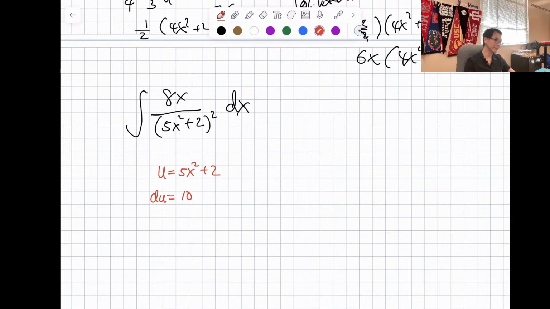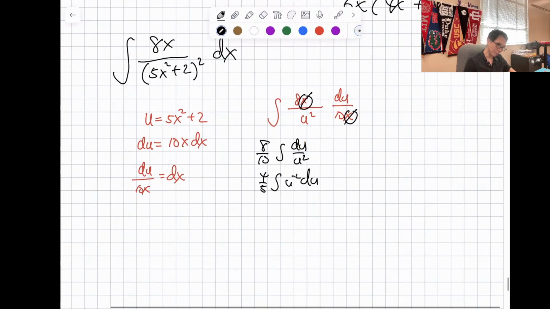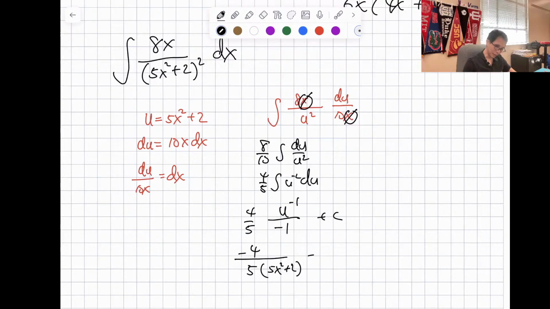10x. Oh wait, yep, you're right, 10x dx. Okay, so now I'm going to have the integration of 8x over u squared, and this is du over 10x. Now see the x here, they cancel, and then it's going to be 8 over 10 of du over u squared, and that's equal to 4 over 5 integration of u to the negative 2 du. So that's u to the negative 1 over negative 1, times 4 over 5, plus c.